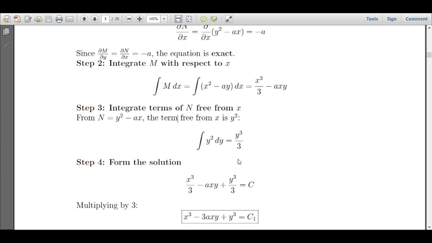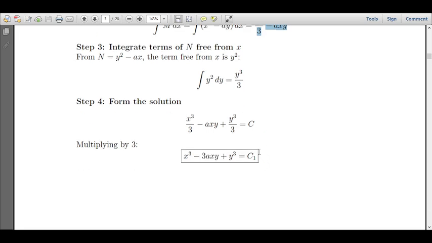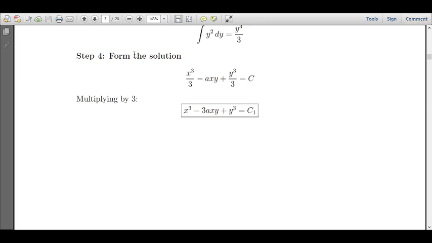Now form the solution. The solution is the addition of the results obtained in step 2 and step 3, and this is x cube by 3 minus axy from step 2, plus y cube by 3 from step 3, equal to c. So this is the solution. Now multiplying by 3, this is x cube minus 3axy plus y cube equal to c1.